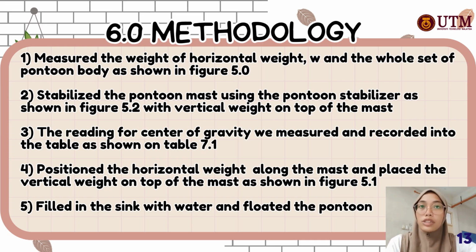Then we stabilize the pontoon mass using the pontoon stabilizer as shown in figure 5.2 with the vertical weight on top of the mass. The reading for the center of gravity we measure and record into the table as shown in table 7.1. Then we position the horizontal weight along the mass and place the vertical weight on top of the mass as shown in figure 5.1. And then fill the sink with water and float the pontoon.